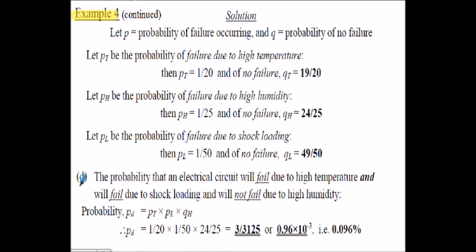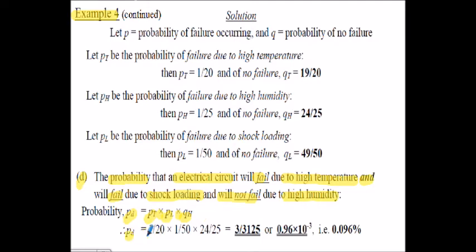Example 4 continued, part D here. Now we've got to find the probability that an electrical circuit will fail due to high temperature and will fail due to shock loading, but will not fail due to high humidity. So probability for part D here is PT, the probability of failure due to high temperature, multiplied by the probability of failure due to shock loading, multiplied by the probability that there will be no failure due to high humidity.